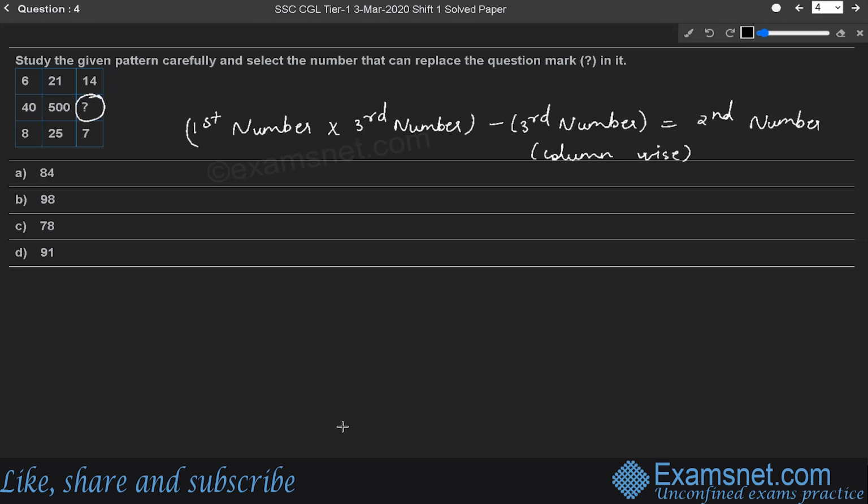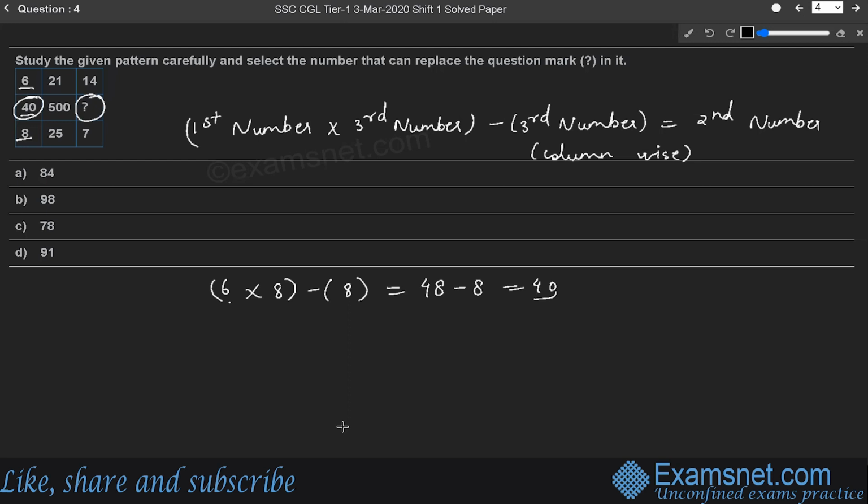So let us see whether this concept is correct or not. Consider the first column. The first column has three numbers, 6, 40 and 8. First number is 6, second number is 40 and third number is 8. Applying this concept here, 6 into third number 8 minus third number, again 8, gives the second number. Let us check it. 6 into 8 is 48. 48 minus 8 will be 40, and you can see that 40 is the second number in the first column. So this concept is absolutely correct.